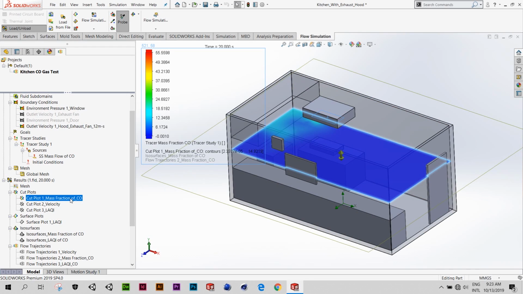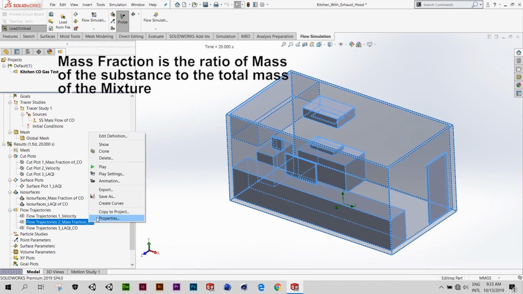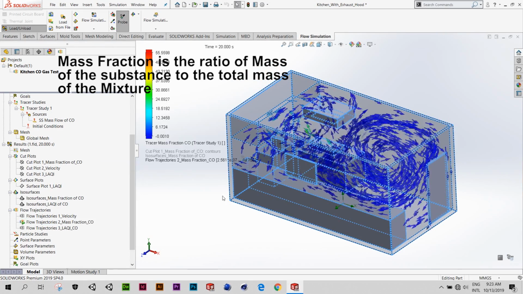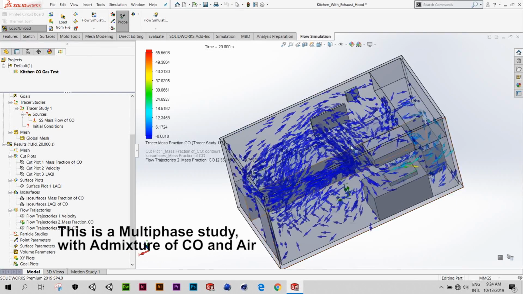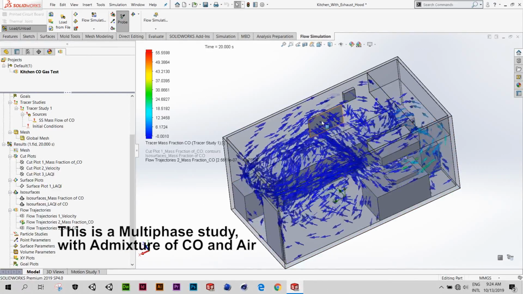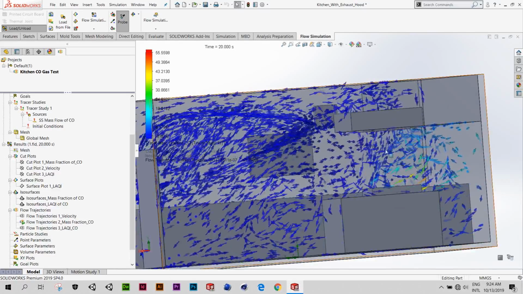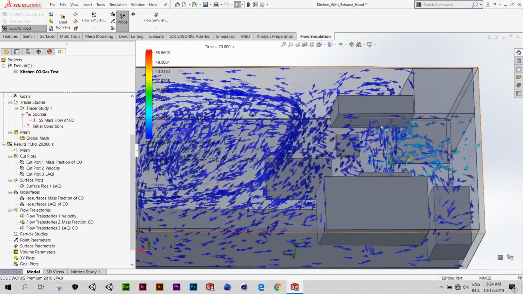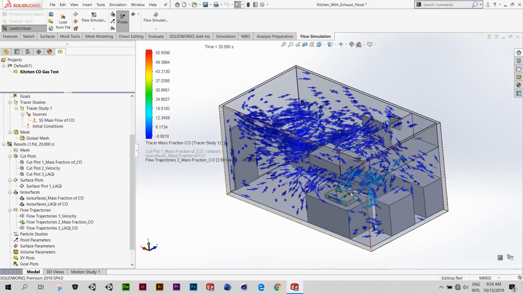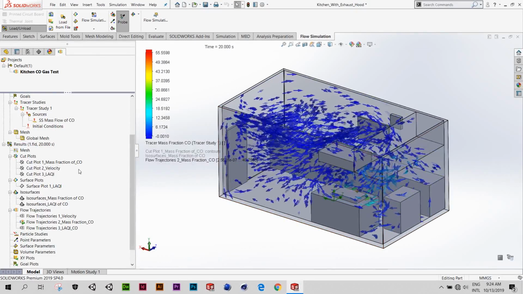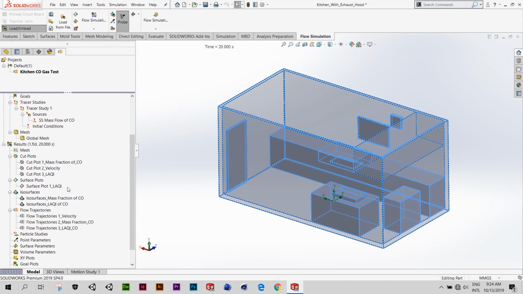And I will run this mass fraction with flow trajectories for you to see better. See, this is how the wind flows. So the wind from outside enters from the window, and then most of the carbon monoxide is on this side. See, it's mostly on this side. So this is efficient, as you can see. I will clear this out for you.